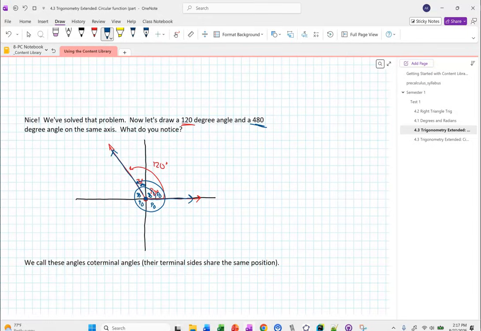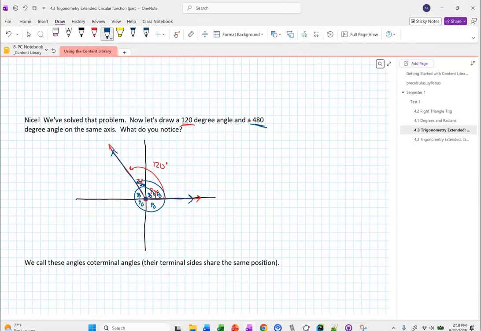And again, you don't have to write these 90s and stuff in there. I'm just writing that so you can see how I counted this out. Now, look at this picture. If I remove the spirals, what would you say about these two angles? They're the same. They're identical, right? If I took out the spiral, you would not be able to tell the difference between them.